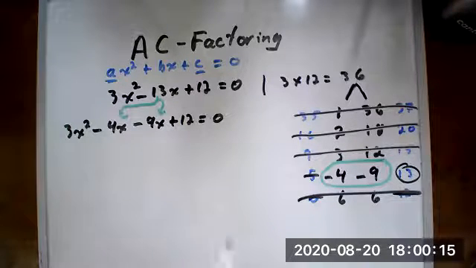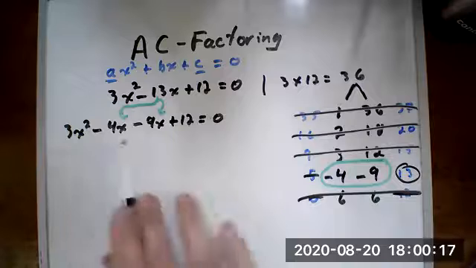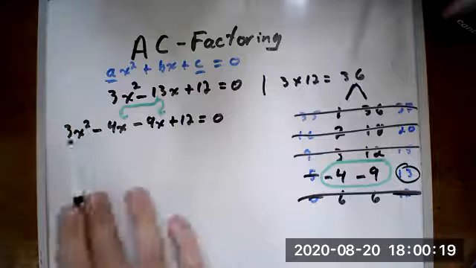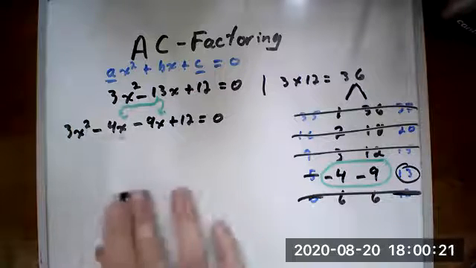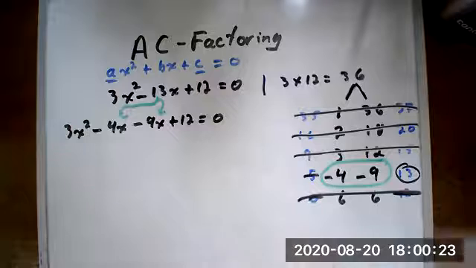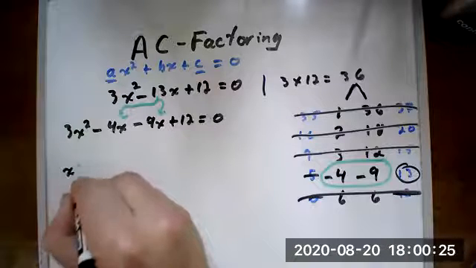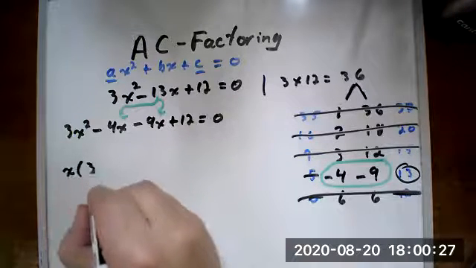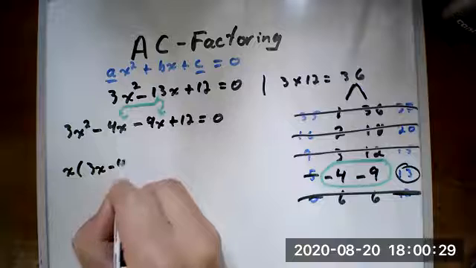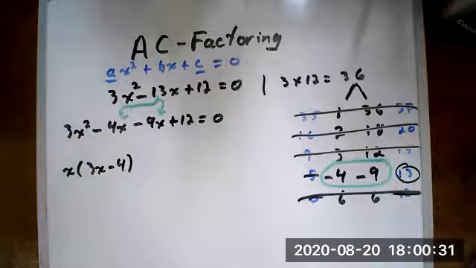Now that I have that, I can do some factoring by grouping. We've done this before, so what can I take out of the first two things? Not much. The only thing that seems to be in common here is an x. So we pull out that x, and then I'm left with 3x minus 4.